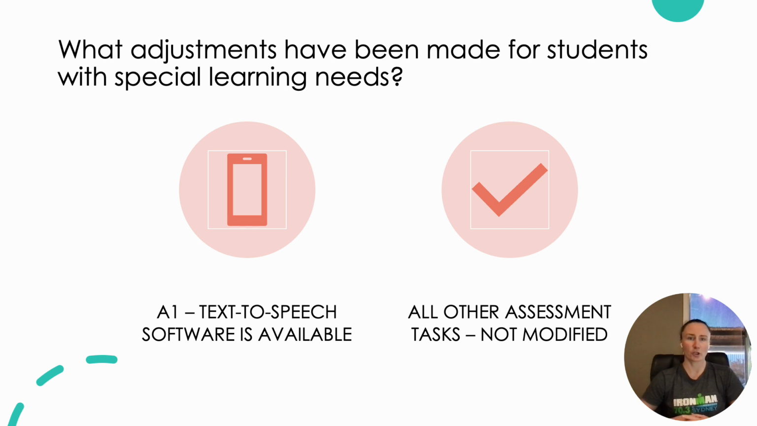Adjustments that were made for the students with special learning needs or disabilities. In assessment 1, they were allowed to use text-to-speech software, and they were also allowed to use their computer to type the answers rather than write if they felt the need to, or they could just use the text-to-speech software and write on a piece of paper. All other assessment tasks, however, were not modified.